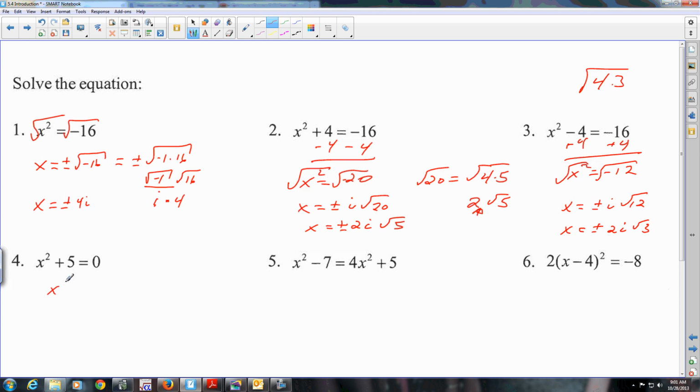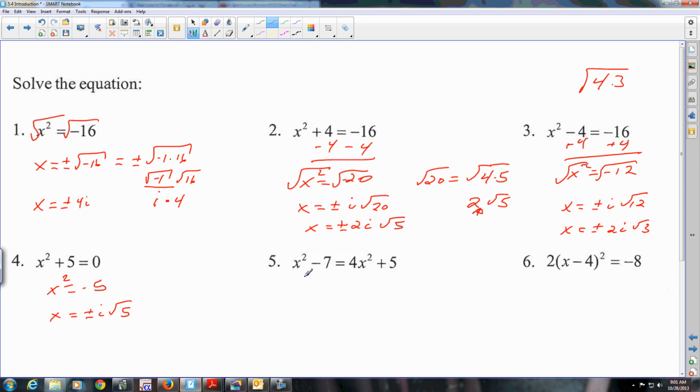Subtract the 5. Square root both sides. Plus or minus. You're going to have a negative inside a square root, so you pop it out as i. And the 5 doesn't reduce, so that's it.